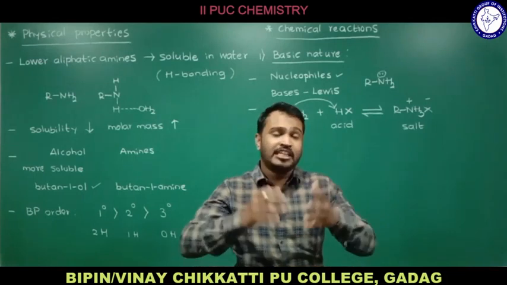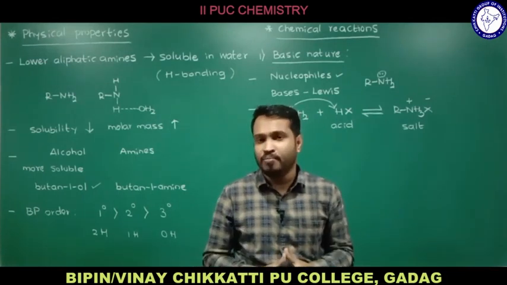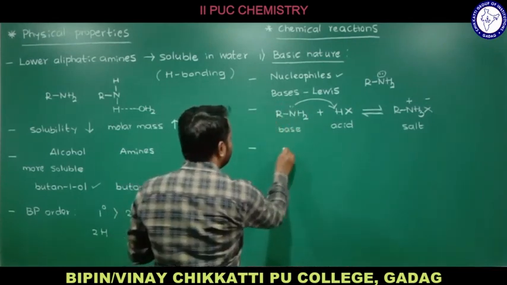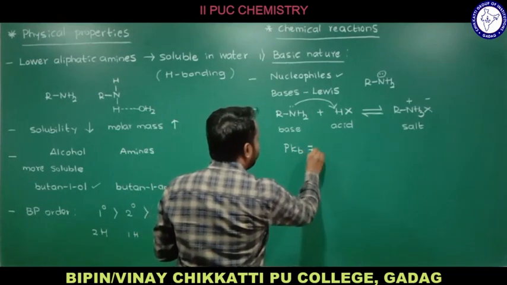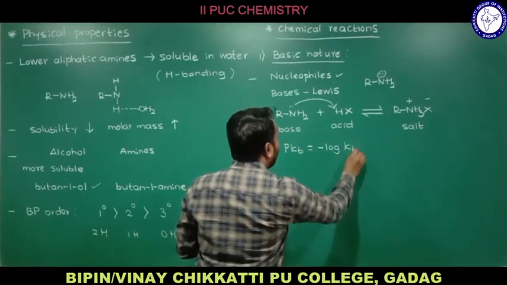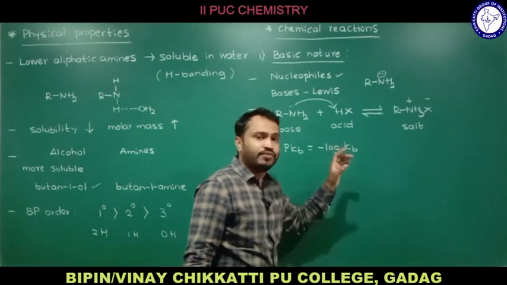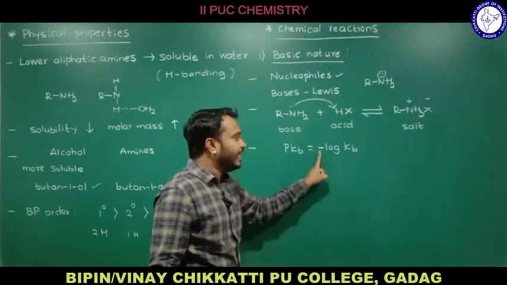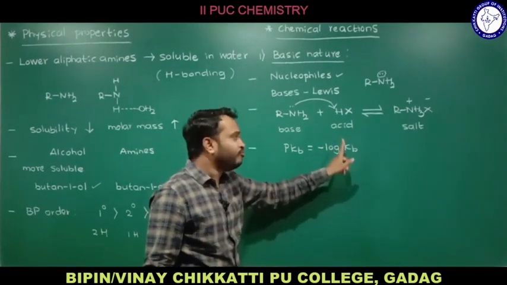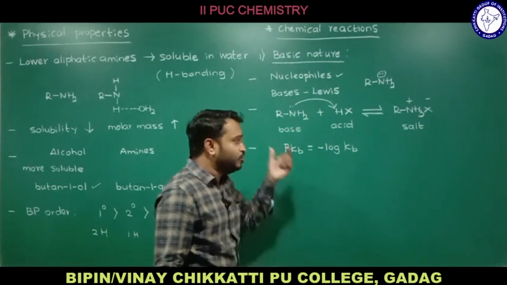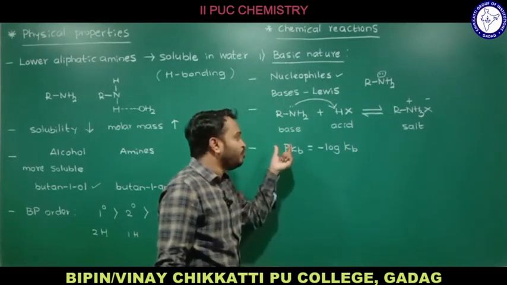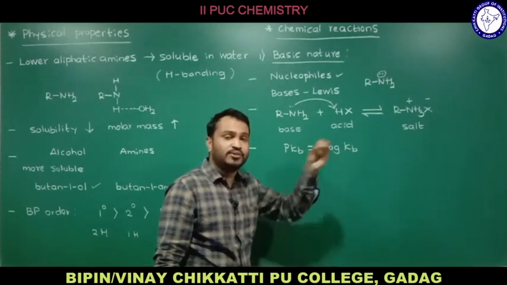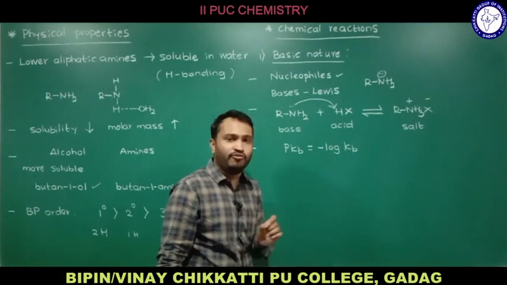The basic property of amines can be better explained by pKb values and Kb values. So what are these? We'll see now. As we already know, pKb is equal to minus log of Kb, where Kb stands for the dissociation constant of the base. So pKb is the negative logarithm to the base 10 of the dissociation constant of a base. Using this equation we can get the value of pKb for a particular amine, and the value of Kb from the dissociation of that amine.